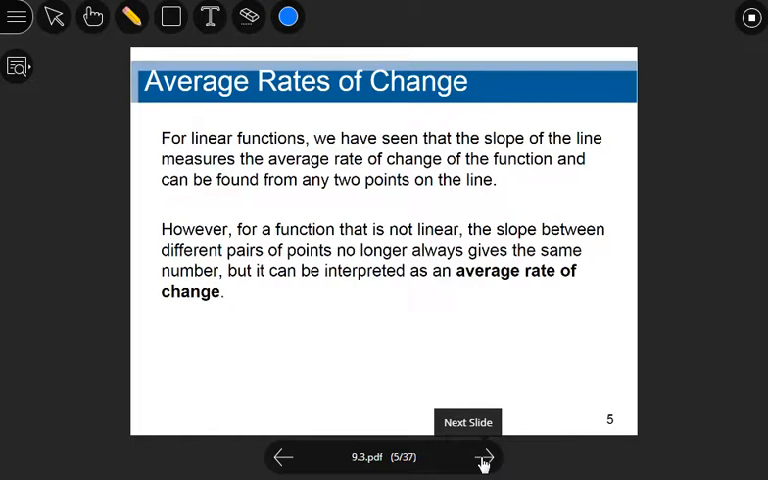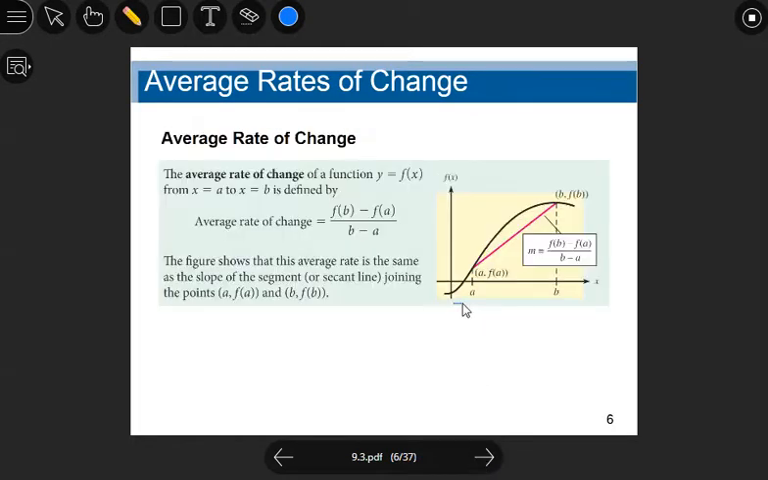So now let's look at this one. You can see I am going to find the average rate of change of this function. This function is y equals f of x. I'm going to find the average rate of change between a and b. Here a is our starting point and b is our ending point.